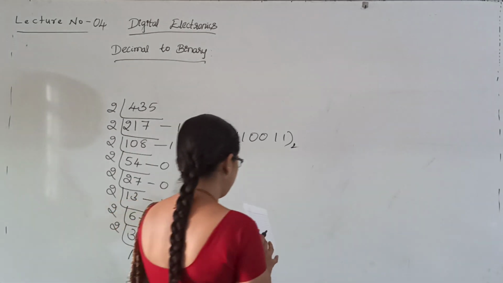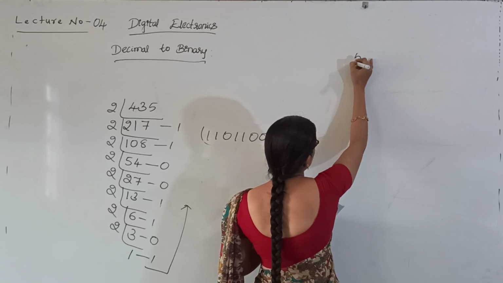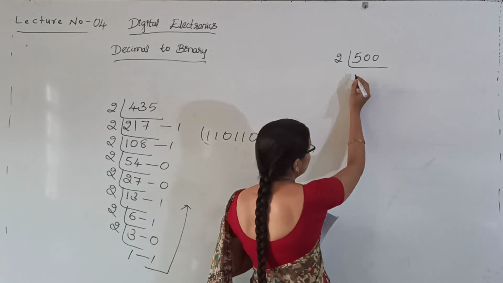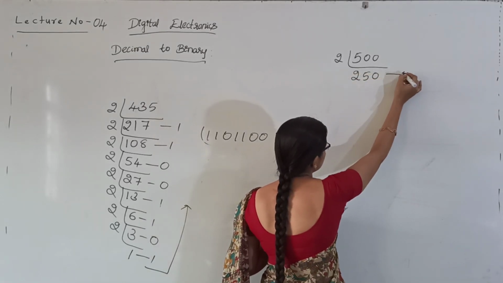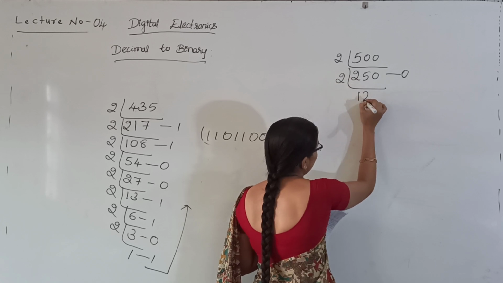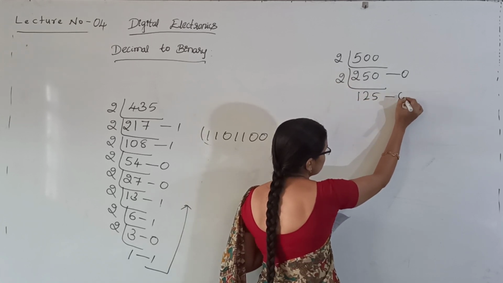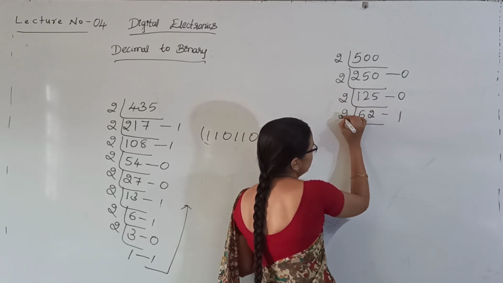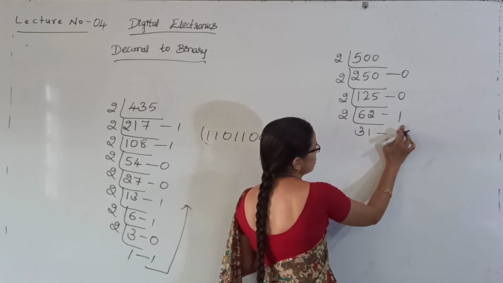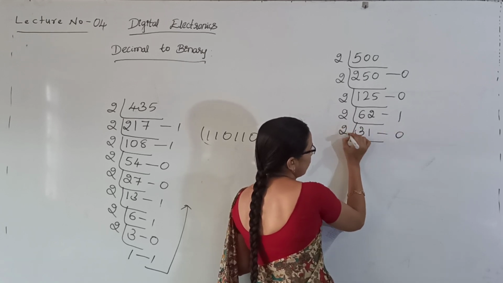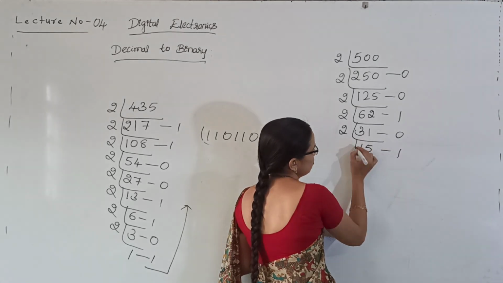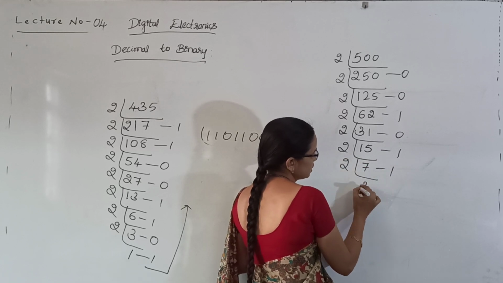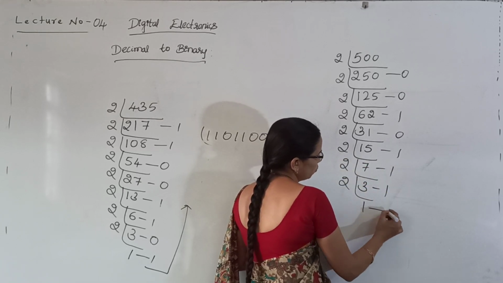The next one is 500. Do this problem with me. 2 250s are 500, 0 is the remainder, 2 125s are 250, 0 is the remainder, 2 62s are, 2 2s are, 1 is the remainder, 0 is the remainder, 2 15s are 30, 1 is the remainder, 2 7s are 14, 1 is the remainder, 2 3s are 6, 1 is the remainder, 2 1s are 2, 1 is the remainder.